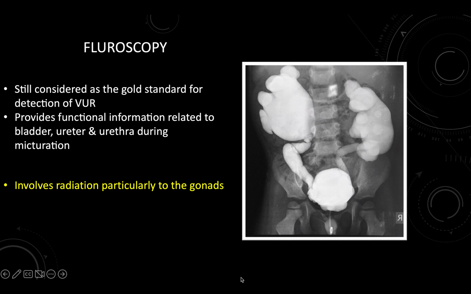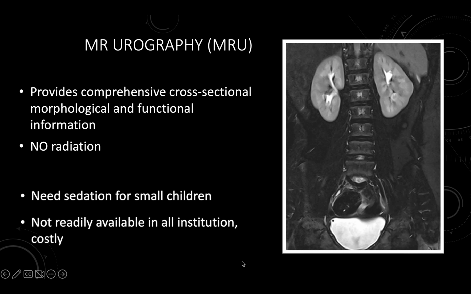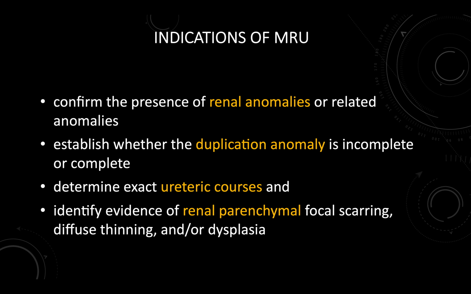Fluoroscopy involves radiation, but it's still considered the gold standard in detection of VUR, as it provides some functional information. And nowadays, MR urography has been increasingly done. It's very effective because it does not cause any radiation. It provides comprehensive cross-sectional morphological and also sometimes functional information. However, it does have some drawbacks whereby it needs sedation, and it's not readily available in all institutions because of the cost.